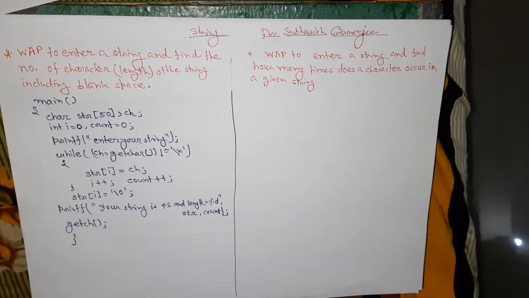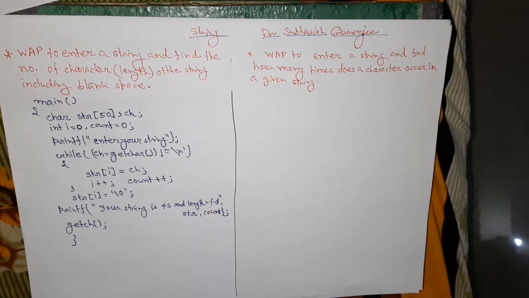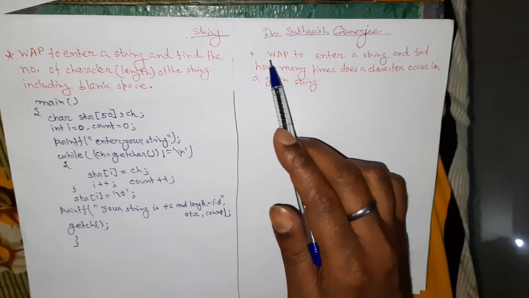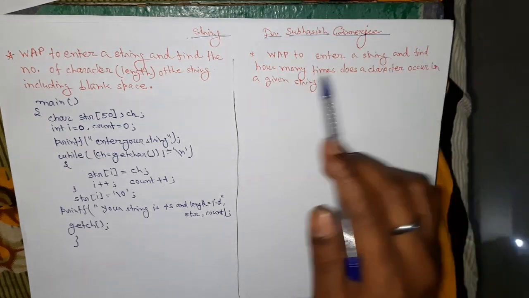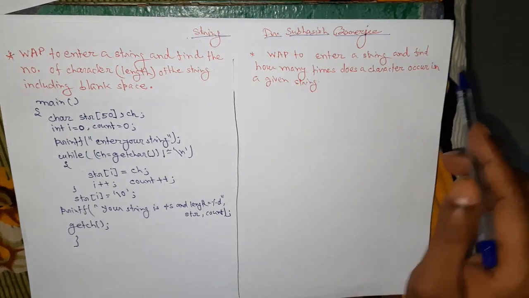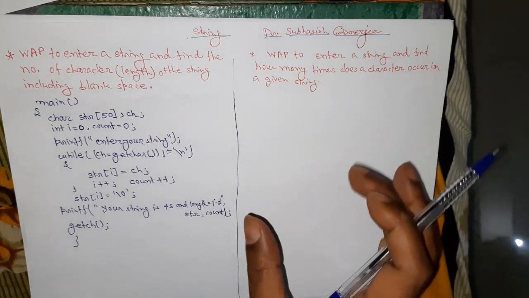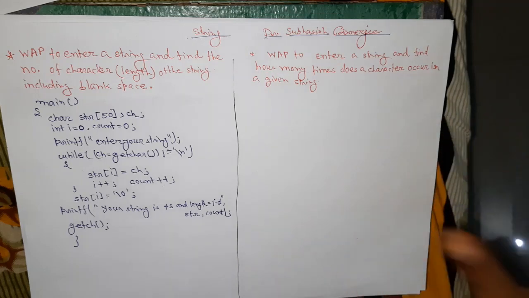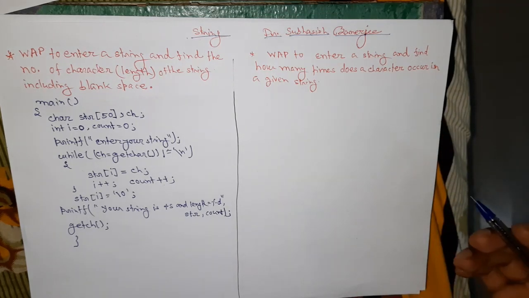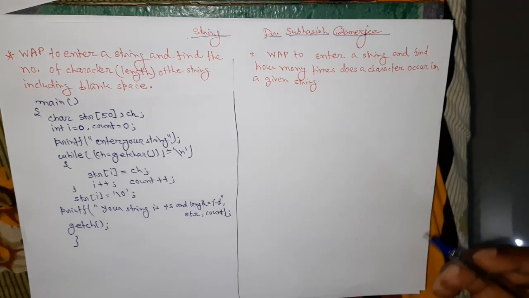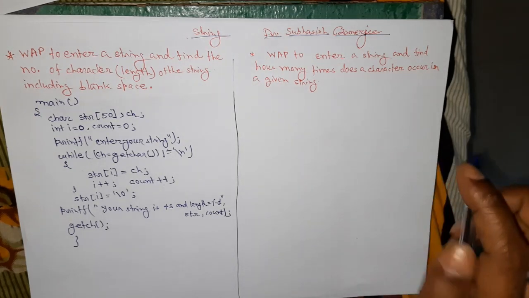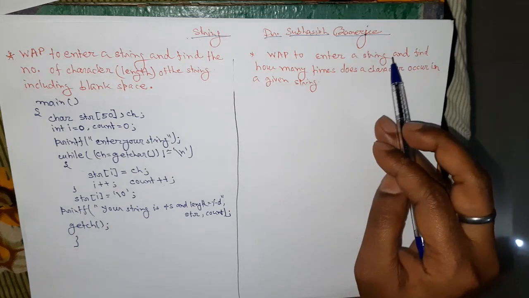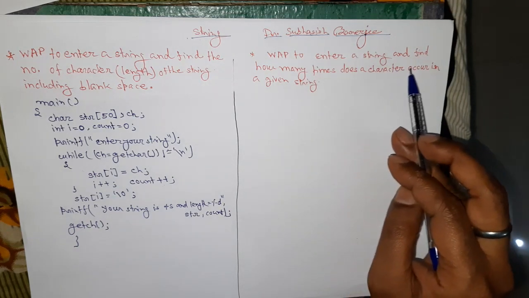Similarly, in the second example, suppose we write a program to enter a string and find how many times a character occurs in a given string. So here we'll have to create a string, which will be provided by the user. We'll have to read the string, then count how many times a specific character has been encountered. So here we need to provide two values: one, the string, and two, which character we wish to count.